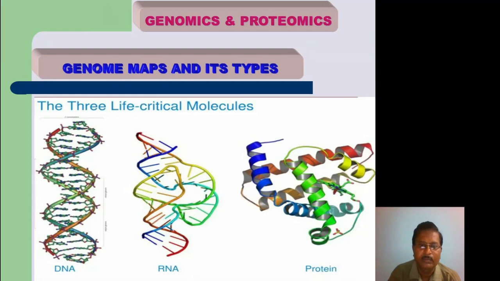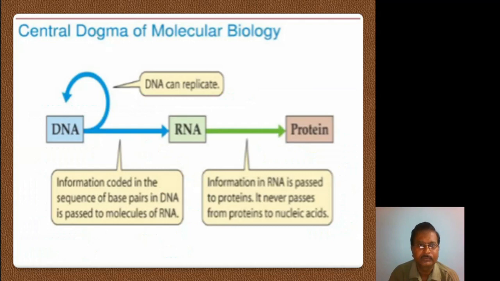In the background you can see a picture. It shows the three important life-critical molecules present in living systems. One is DNA, the other one is RNA, the third one is protein. All three are important in the central dogma. So what is this central dogma of molecular biology? It involves the combination of all three molecules, DNA, RNA and protein.